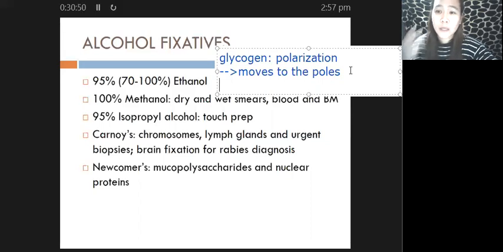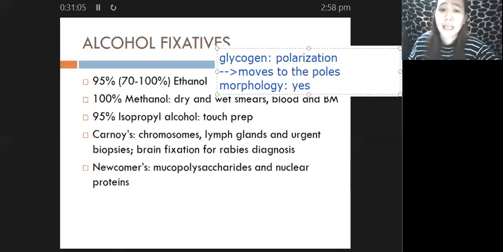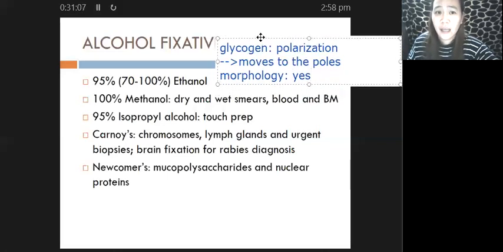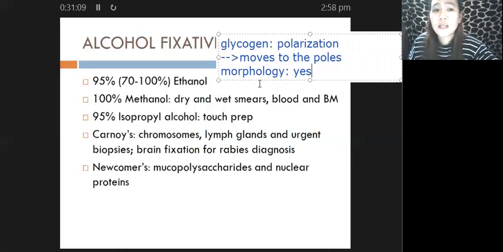are we able to preserve the morphology? That is the first thing you will ask. So yes, if we are talking about morphology, we are able to preserve the morphology or the structure itself. So the answer to this is yes, with the use of your ethanol in glycogen.